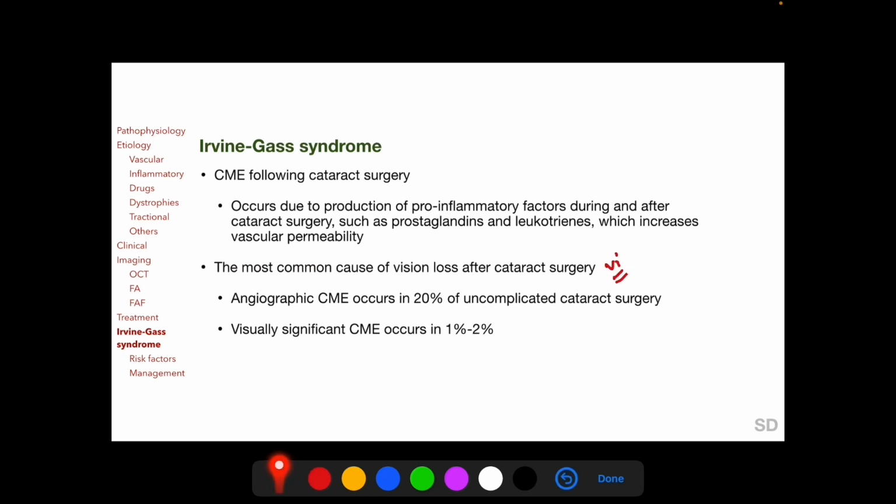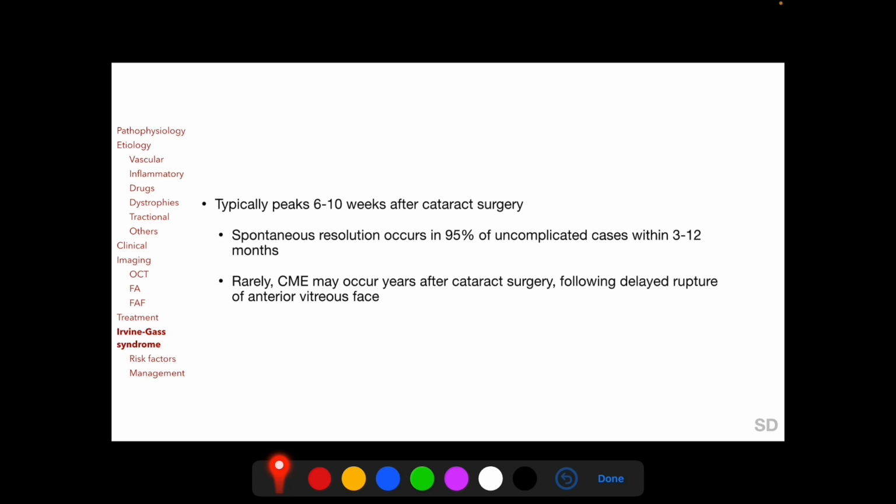remember. Angiographic CME, or CME on fluorescent angiography, occurs following 20% of uncomplicated cataract surgery, and visually significant CME, or CME causing reduction in visual acuity, occurs following 1 to 2% of uncomplicated cataract surgery. CME typically peaks 6 to 10 weeks after cataract surgery, and this is also very important to remember.